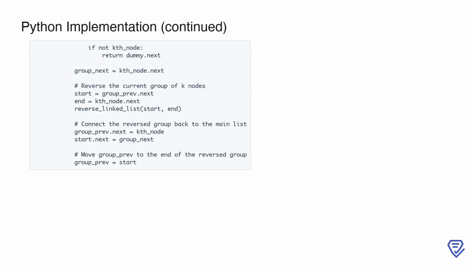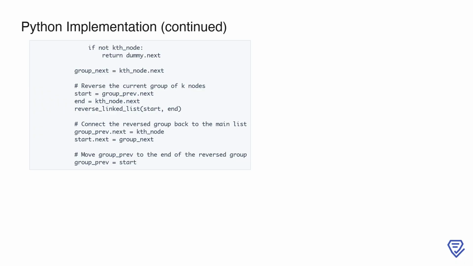If the kth node is found, we proceed with reversing the current group of k nodes. We first set group_next to kth_node.next, which represents the node immediately following the group to be reversed. Then, we determine the start and end of the group by setting start to group_prev.next and end to kth_node.next. Using the reverse_linked_list helper function, we reverse the nodes in this group, passing start and end as arguments.